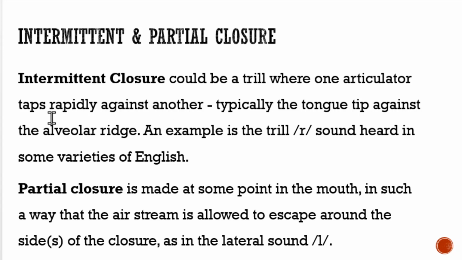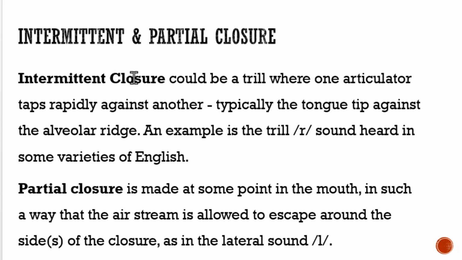In English, it would be rapid and trill and river. In Indian speech and in many other varieties of English, including some Scottish varieties, you have a trilled R, which is a constant tap of the tongue against the alveolar ridge, producing the R sound.